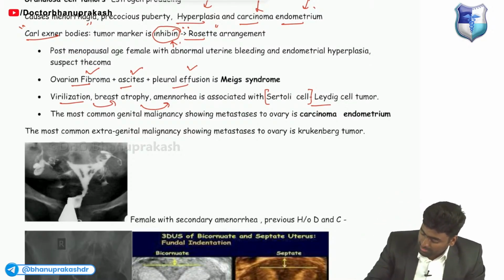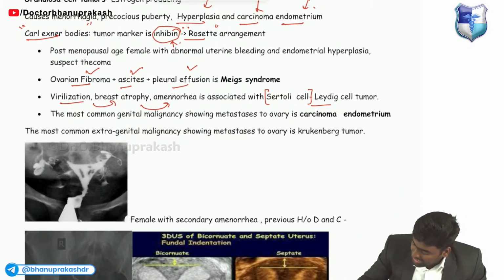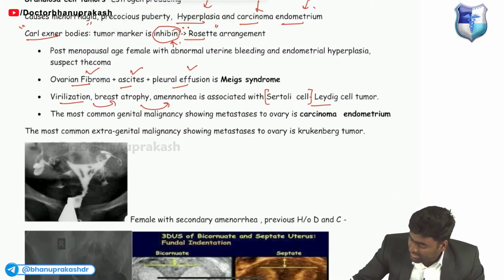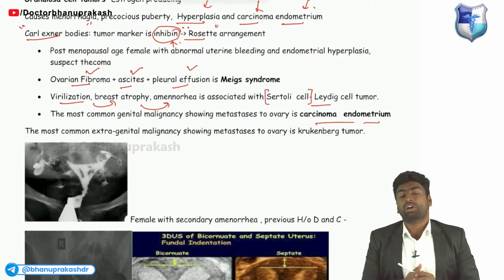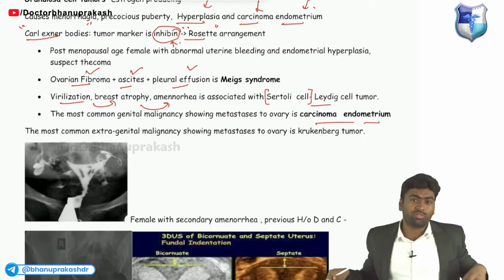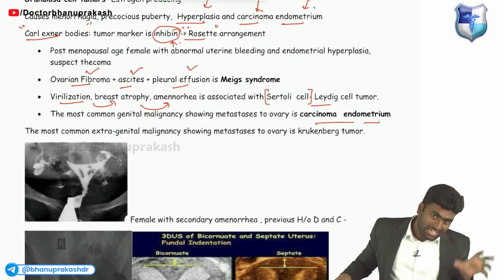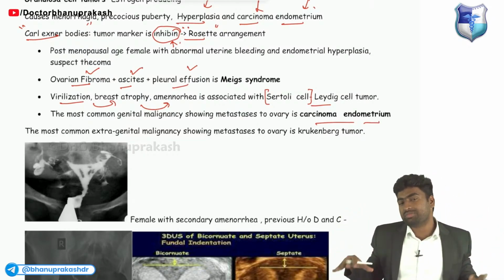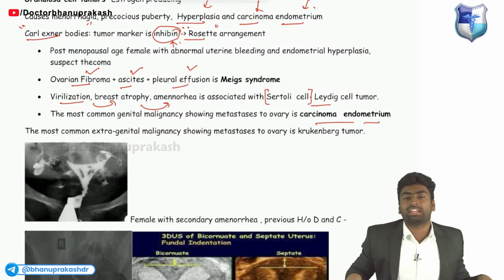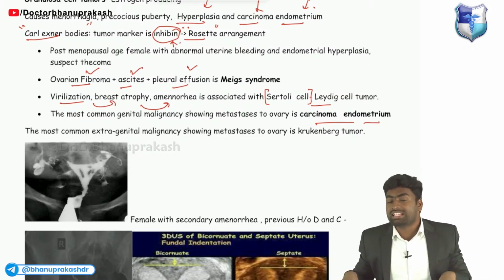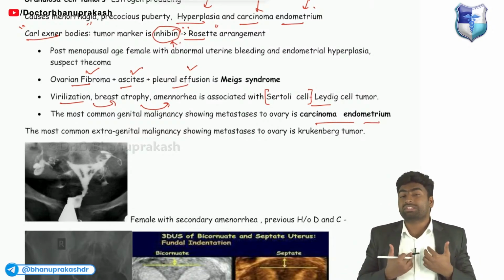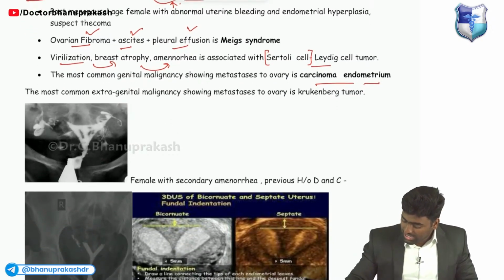Fine. And the most common genital malignancy showing metastasis to the ovary is what? It is the carcinoma of the endometrium. And even stomach cancer can come into this ovary, and if it comes into this ovary, then there is an ovarian enlargement, and it will be a symmetrical ovarian enlargement. And this type of tumor which comes from the gastric glands or the breast is known as Krukenberg tumor.